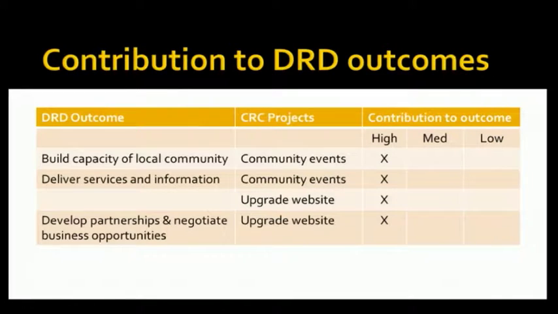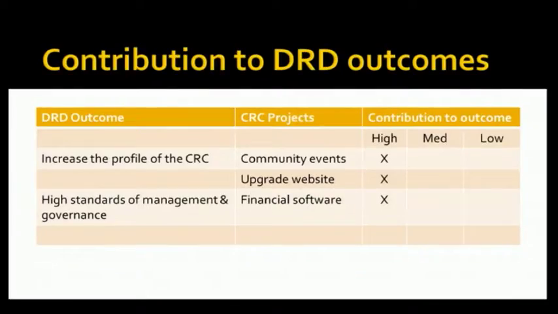And in this case, it's really making sure that you're able to prove that your projects are going to deliver on the DRD outcomes. So in this case, we gave a few examples of the 5 DRD outcomes and the projects that are making a high contribution to those. So from the brainstorm list that John put up there just before, we could see that community events and the website upgrade were going to be high contributors to about 3 of the DRD outcomes there, plus a couple more as well in terms of increasing the profile of the CRC.